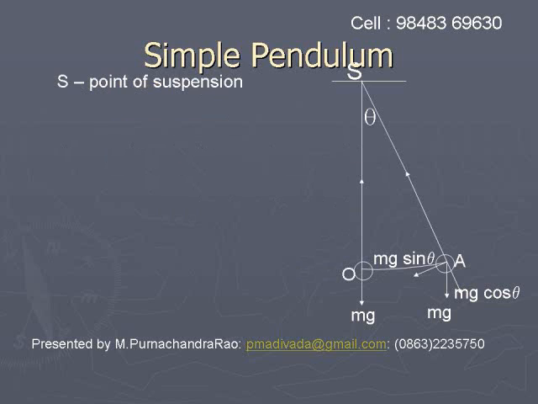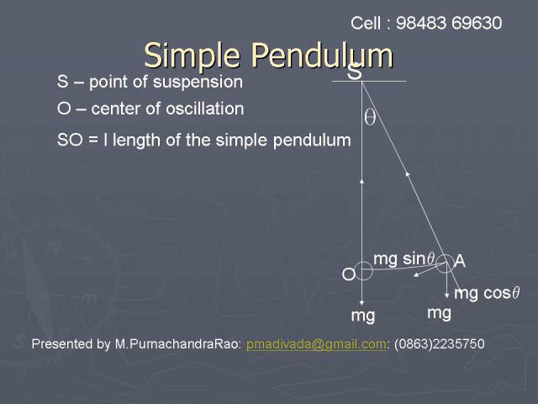S represents the point of suspension. O is the center of gravity of the suspended metallic bob. It is the center of oscillation. The distance S to O is indicated with L, the length of the simple pendulum. The length will be from the point of suspension to the center of gravity or center of oscillation.